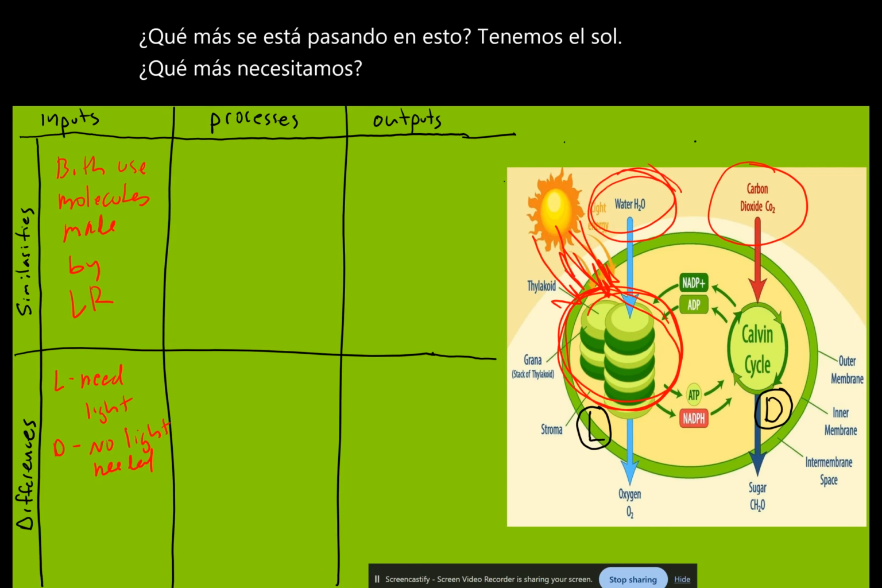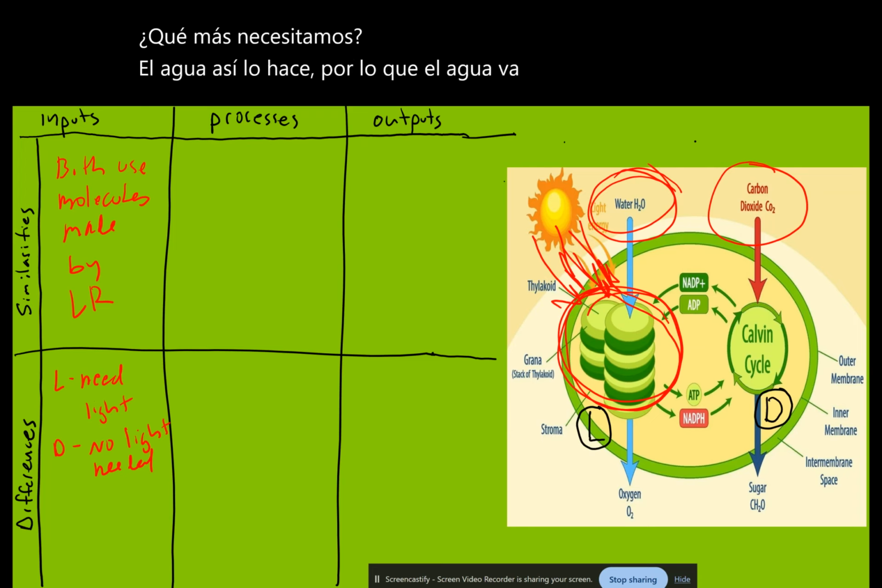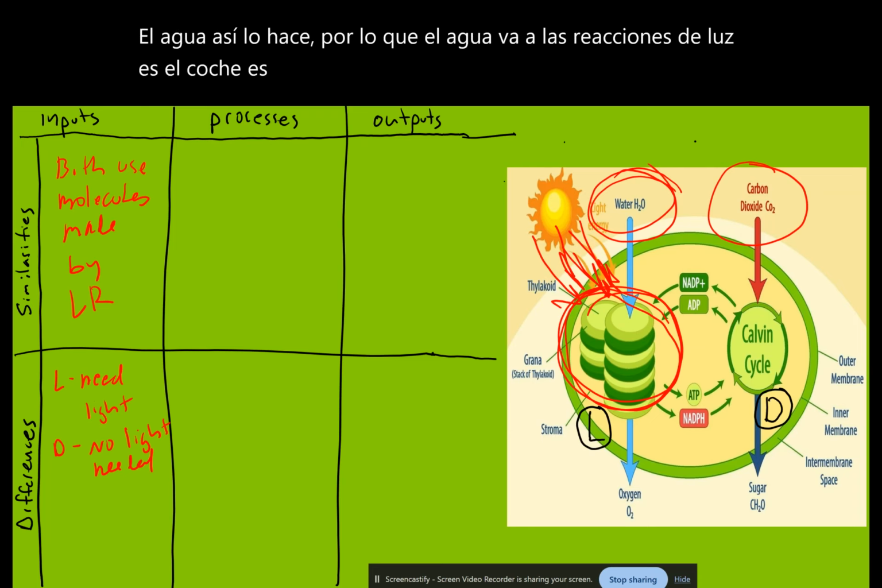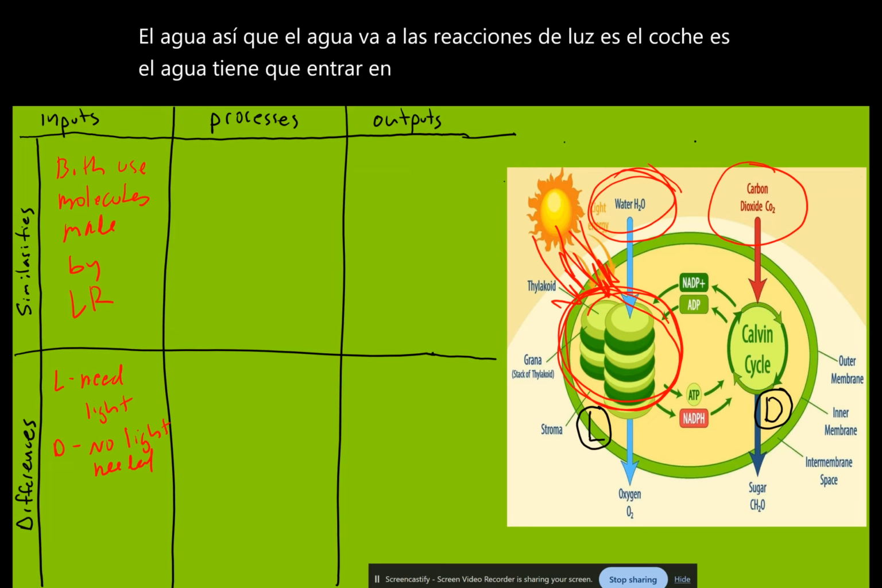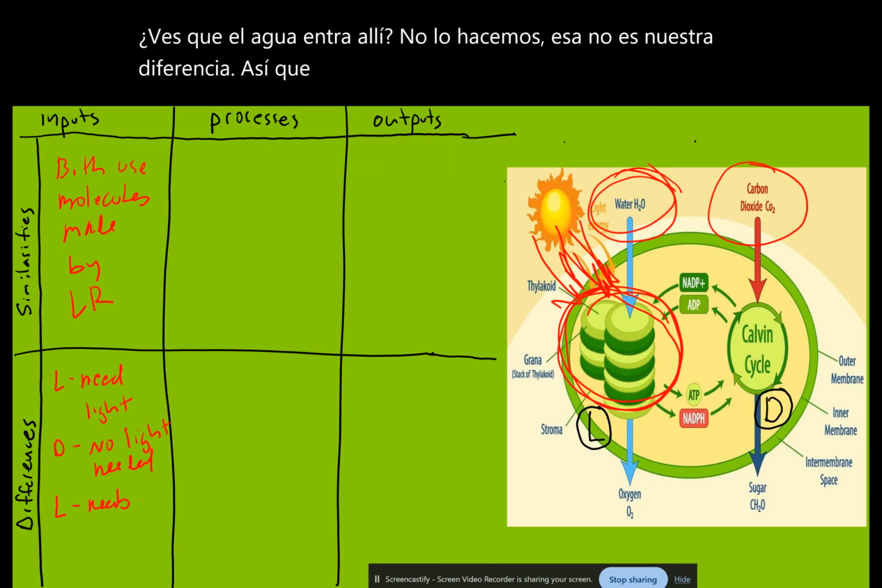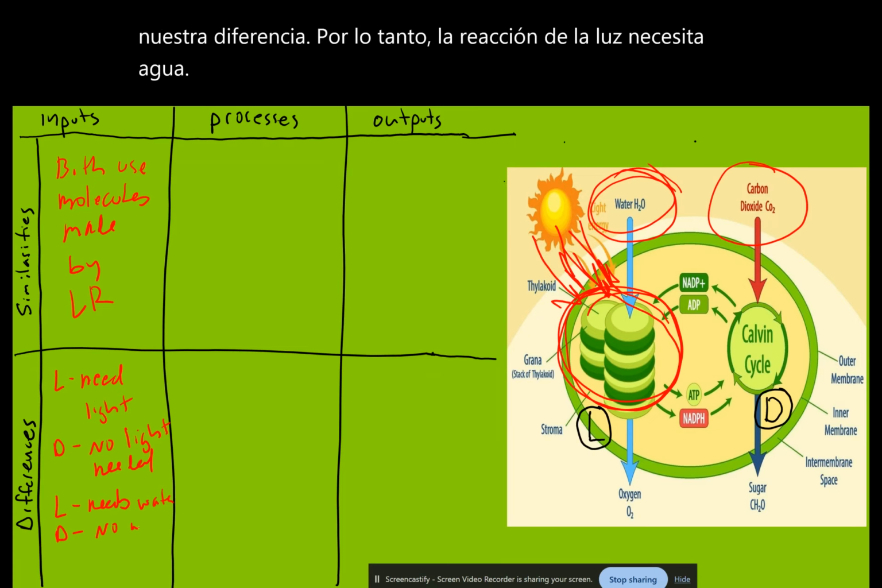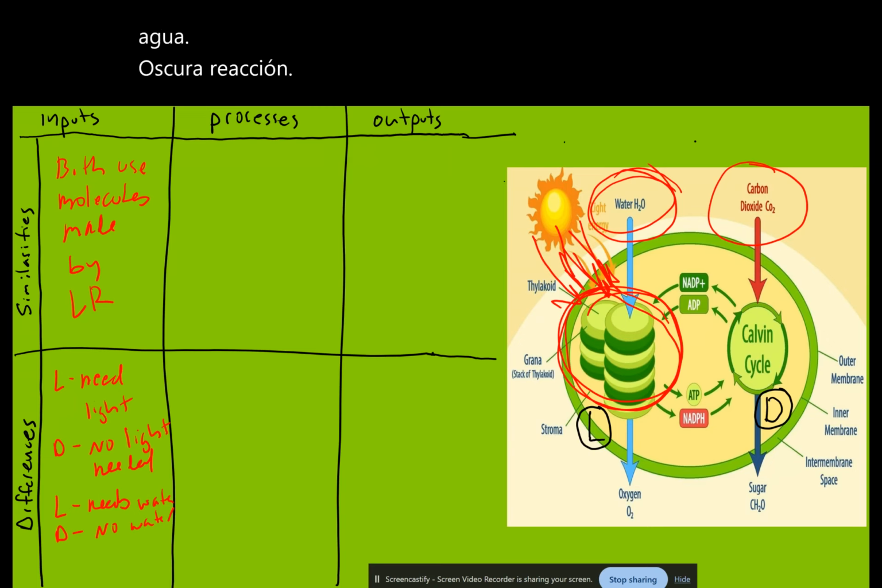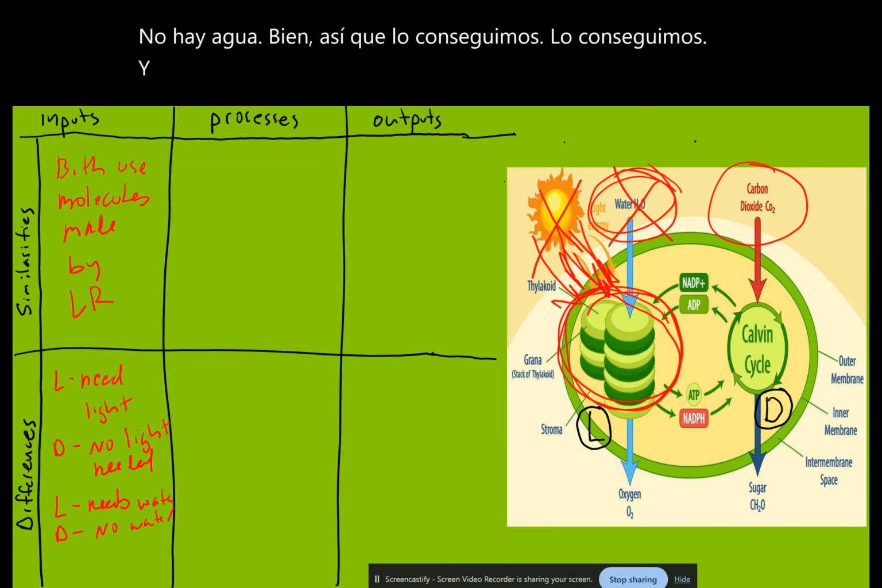The water. Yeah, so the water's going to the light reactions. Does water have to go into the dark reaction? Do you see water going in there? We don't, do we? So that's in our differences. So the light reaction needs water. Dark reaction, no water. Okay, so we got that. We got this. And we got one more thing. What's that other input?